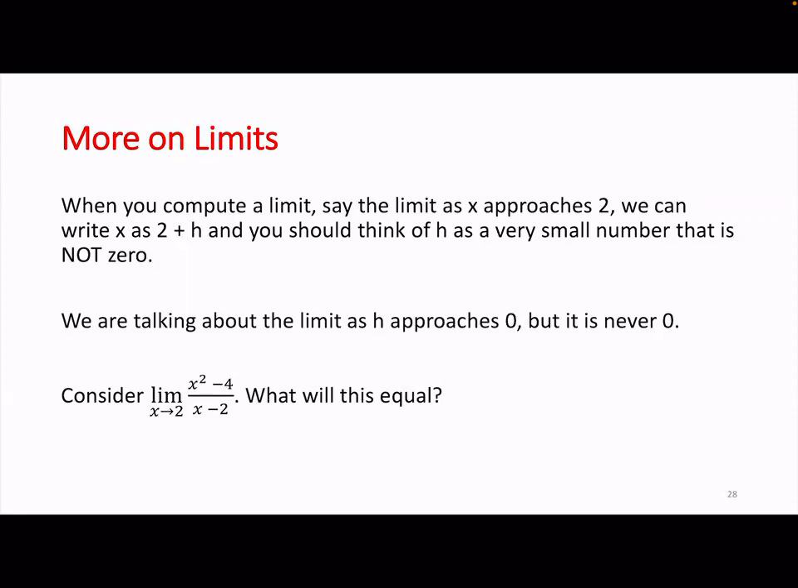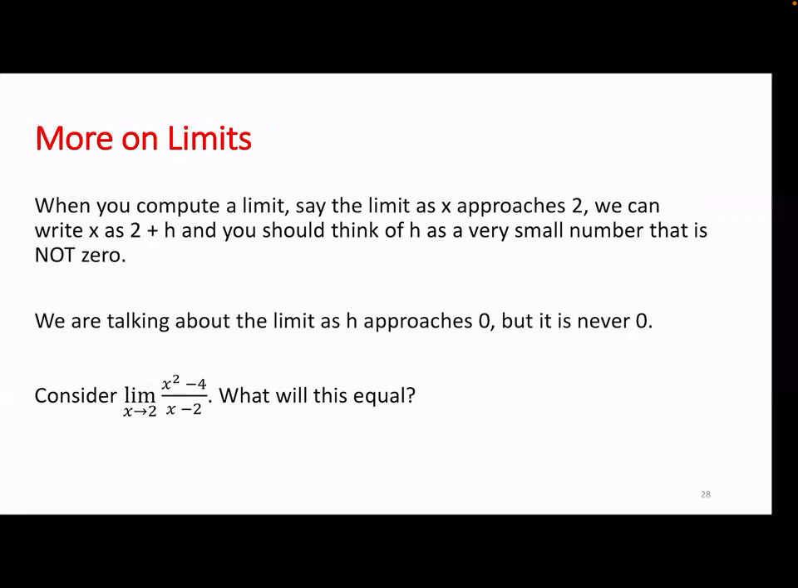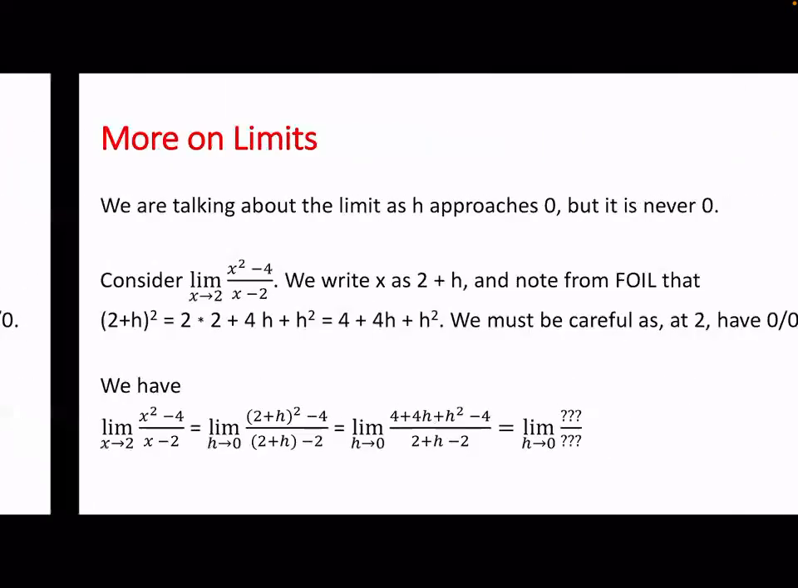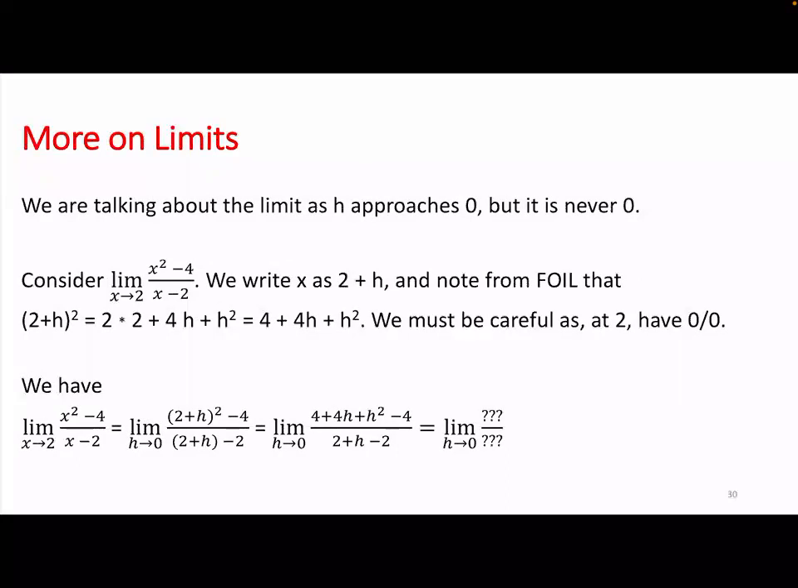So if we want to calculate the limit as x goes to 2, for instance, of x squared minus 4 over x minus 2, well, the first thing we could do is write it as the limit as h goes to 0, and we replace x with 2 plus h. So we would have (2 plus h) squared minus 4 over 2 plus h minus 2. All right, we expand everything out, do a little bit more simplification. We see the 4's cancel upstairs, the 2's cancel below. We have 4h plus h squared over h. Well, h cancels, and that's just 4 plus h. And so the limit is 4.